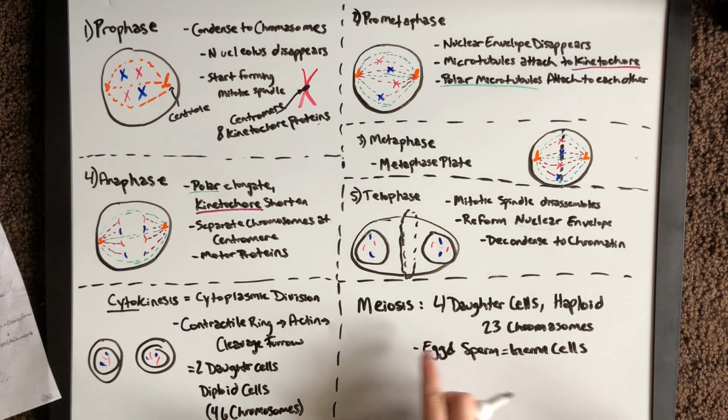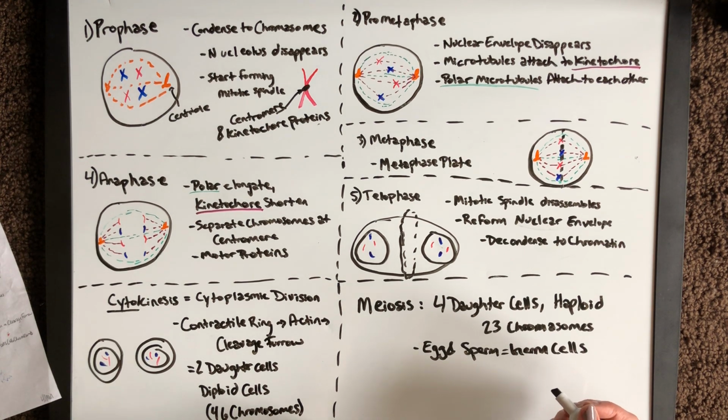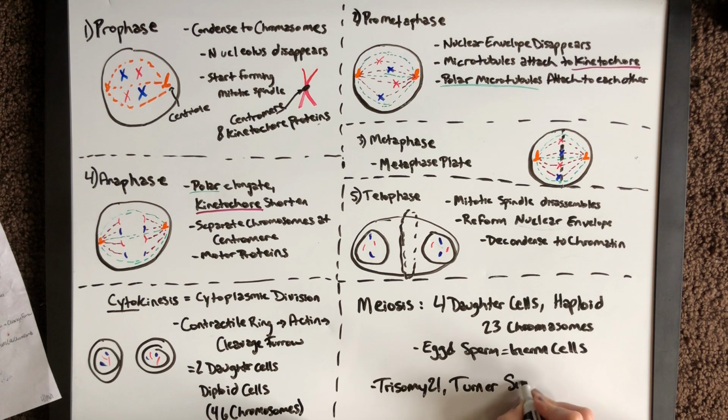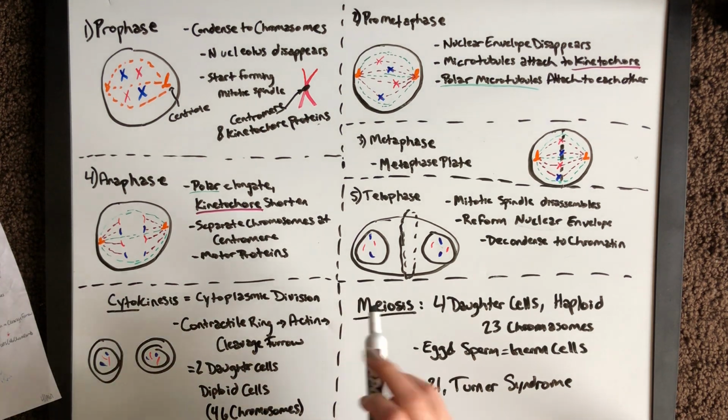If any of the division steps in meiosis goes wrong, then we end up with things like trisomy 21, Turner syndrome, when maybe too many chromosomes go to one cell, like with trisomy 21, or maybe not enough chromosomes go to one cell. That would be Turner syndrome. So remember those. Okay, and that's when division goes wrong. Cool.